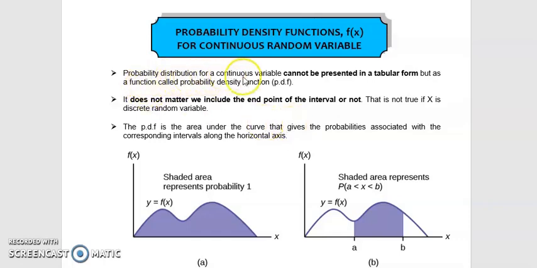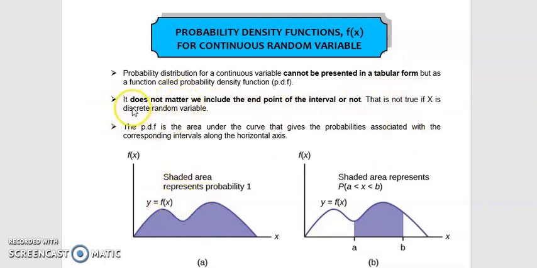Probability distribution for a continuous variable cannot be presented in a tabular form, okay? But as a function called the probability density function, or we just put it as PDF. Recall with discrete random variable, the probability distribution function, you can put it in terms of a table or in terms of an equation or formula. But for continuous variable, we cannot put it into a table, but with a function.